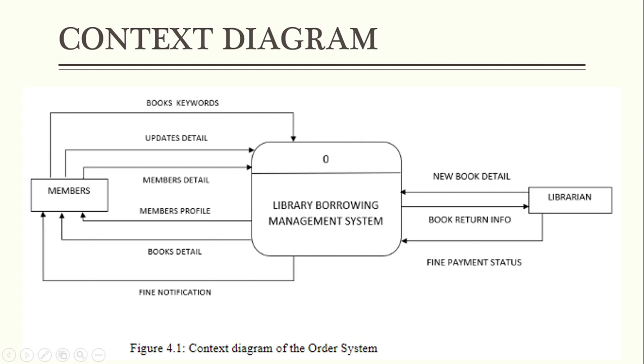Okay, next for the librarian, they will key in new book details into the system, and if there is any member who returns the book, the system will notify the librarian the book return info. And lastly, the librarian will key in the fine payment status into the system. That's all for the context diagram.